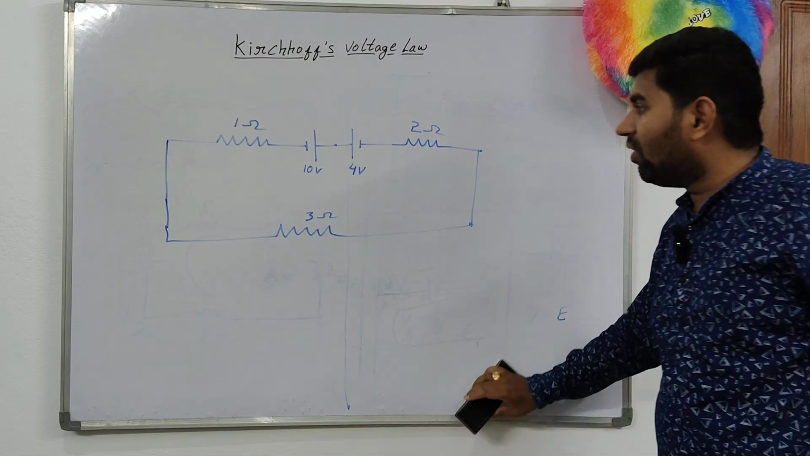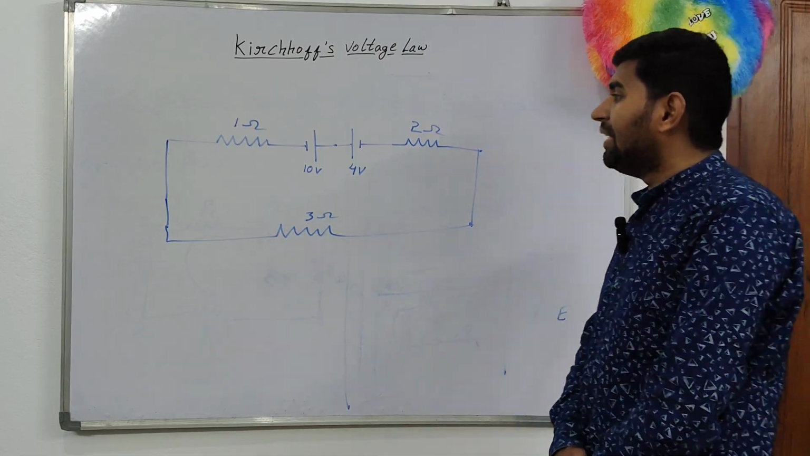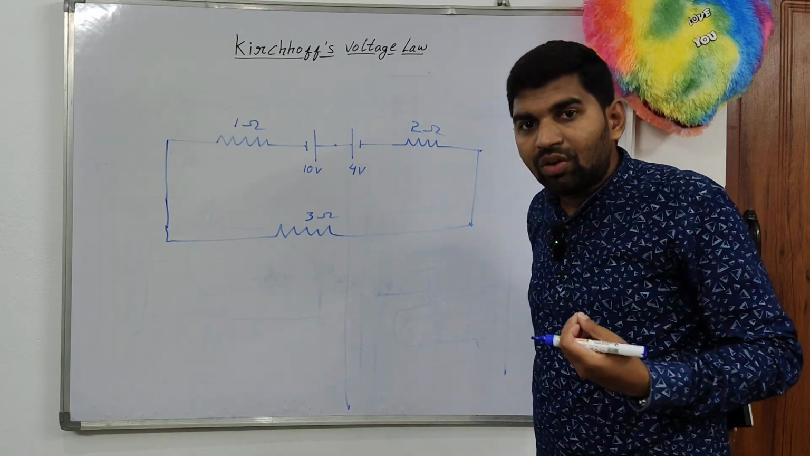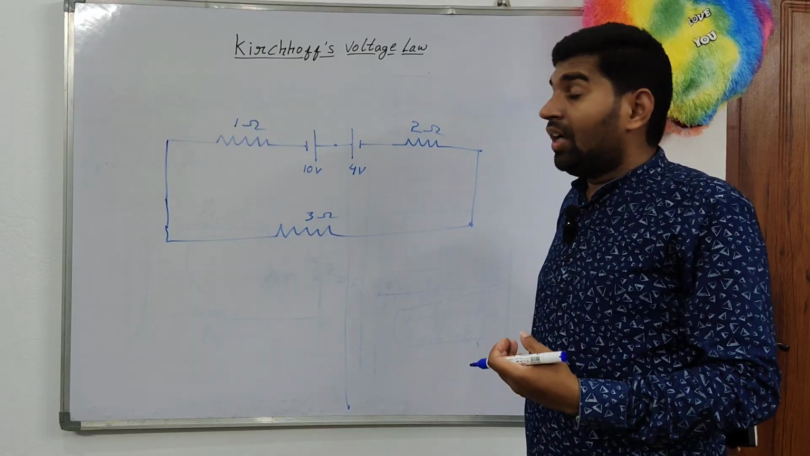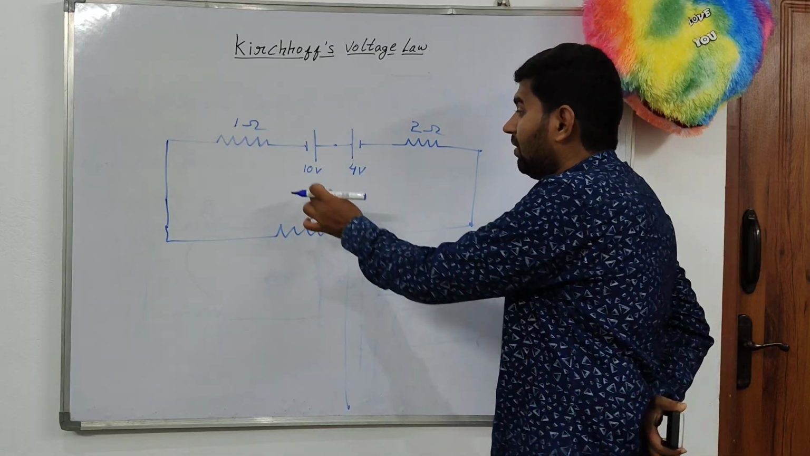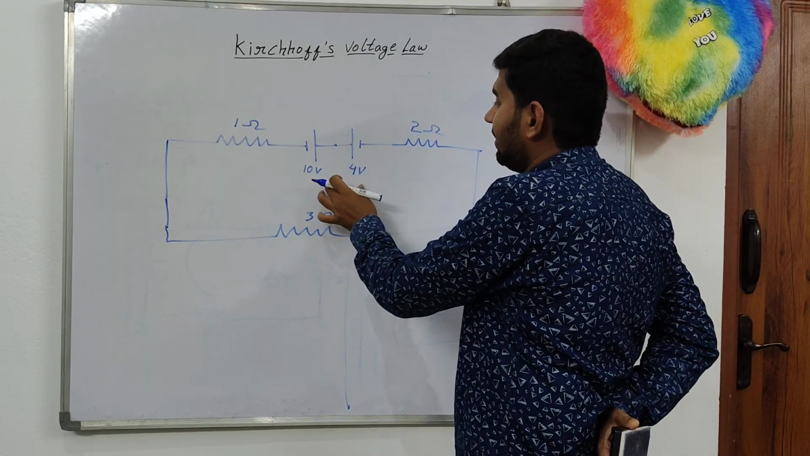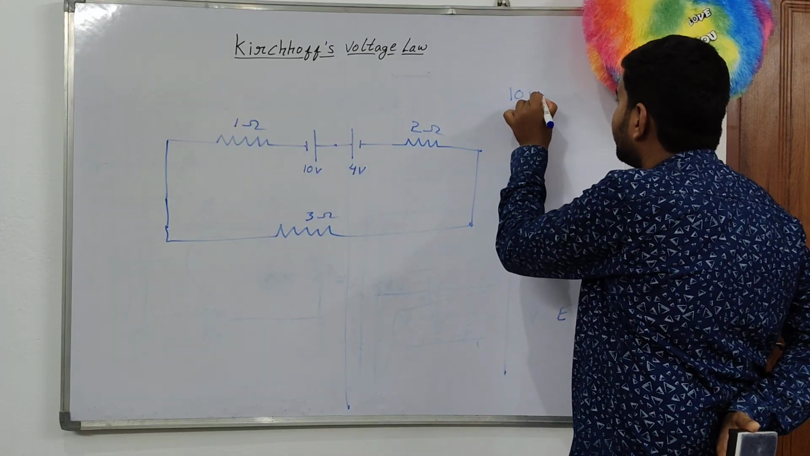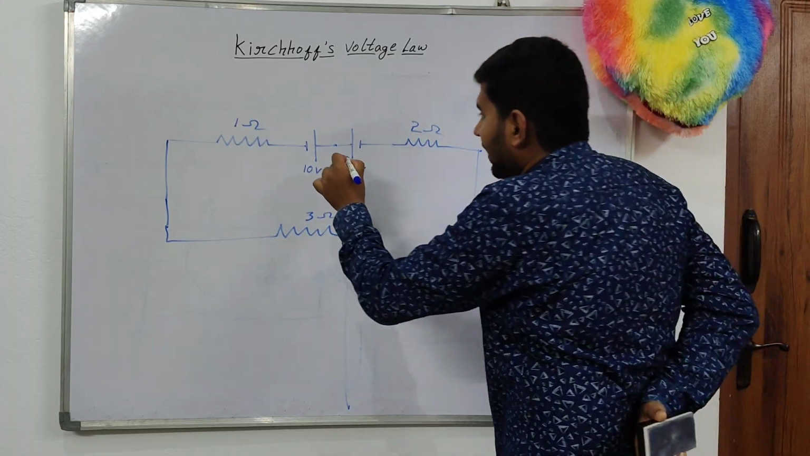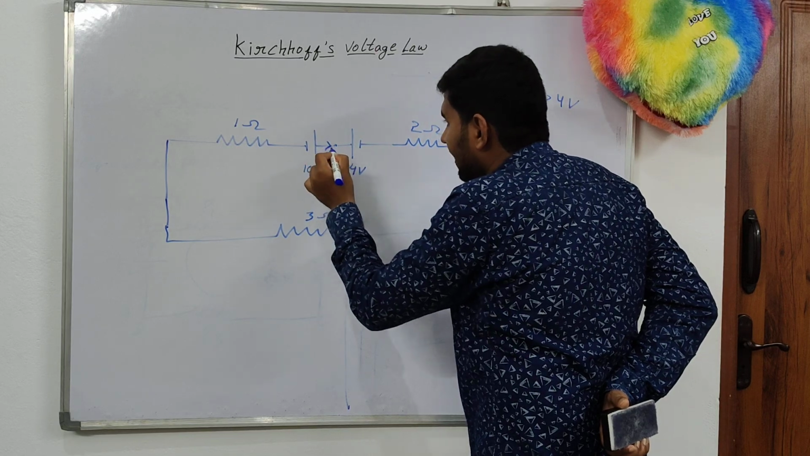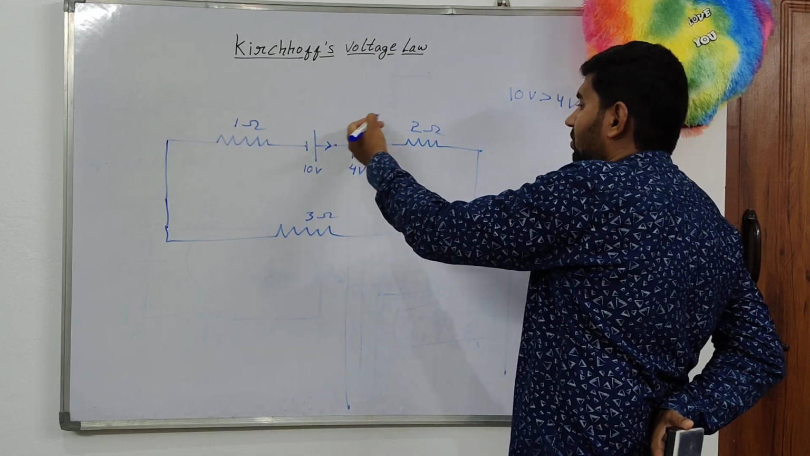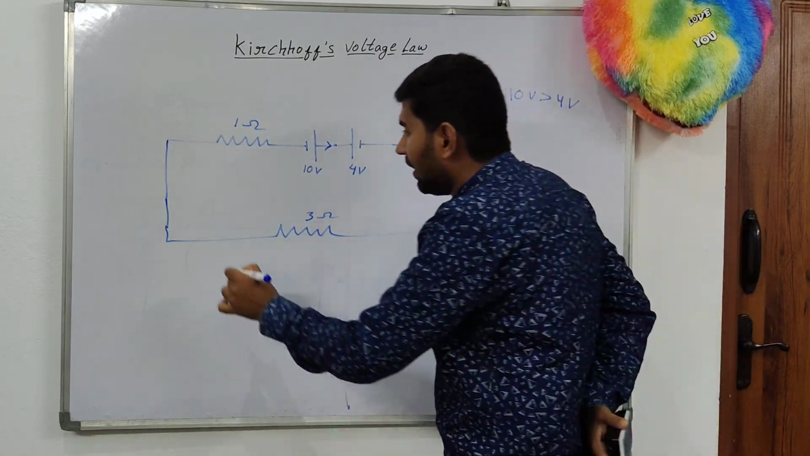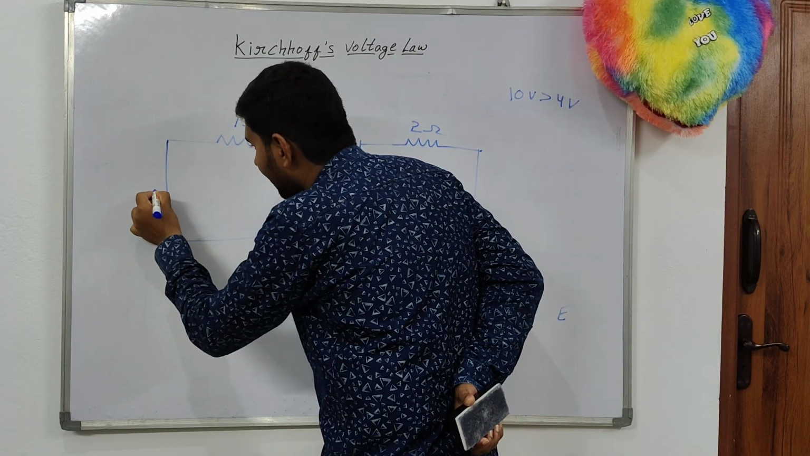Now we have to find out how much current is flowing through the circuit. Before applying the loop law, we have to find out the current direction. How to find out the current direction? If you compare these two EMFs, 10 volts is greater than 4 volts, so I can consider the current is moving in this direction, from the higher potential of the 10 volt cell to the lower potential. Is that clear? The current direction is like this, the current is I.